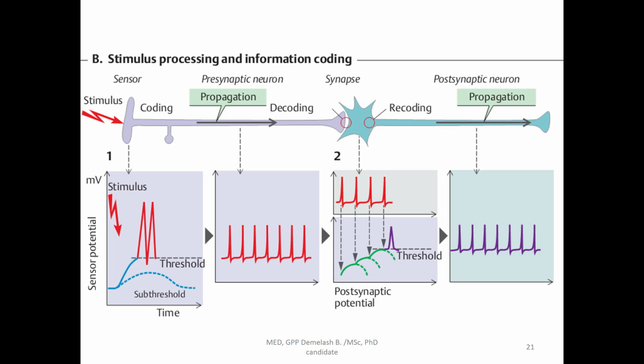For stimulus processing and information coding, first there will be a sensor, then information coding, then propagation in the presynaptic neuron, then recording will occur, then it will synapse on the postsynaptic neuron, there will be a recording, and the postsynaptic neuron will propagate in the same fashion. So this is how time and sensor potential will fire. This is the threshold, how they are firing in each part, the postsynaptic potential and threshold.